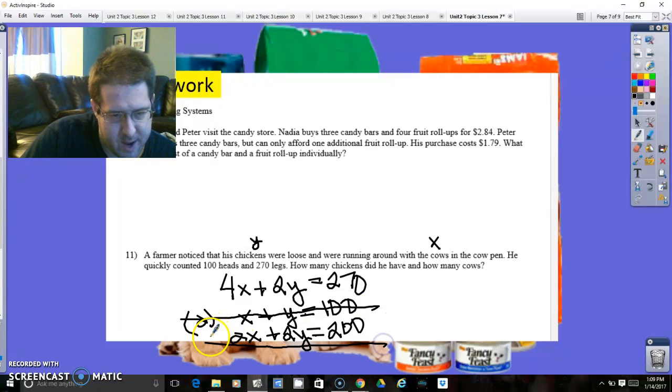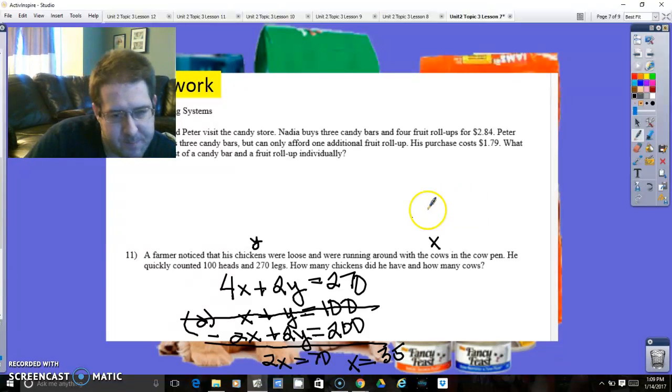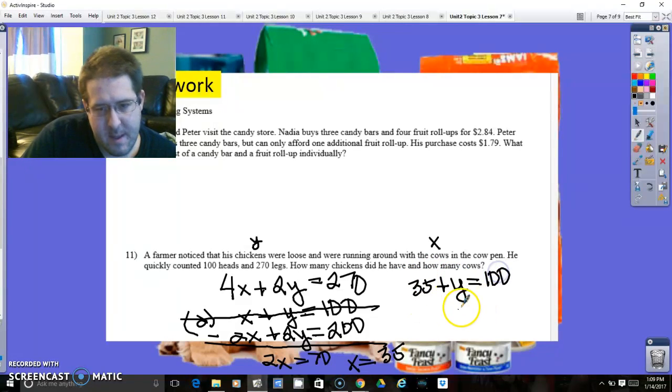I'm ready to subtract. 4X minus 2X is 2X. 270 minus 200 is 70. Divide both sides by 2 means X equals 35. So now we know there's 35 cows. If there's 35 cows and we add that to the chickens and it has to be 100 heads, that means there has to be 65 chickens.